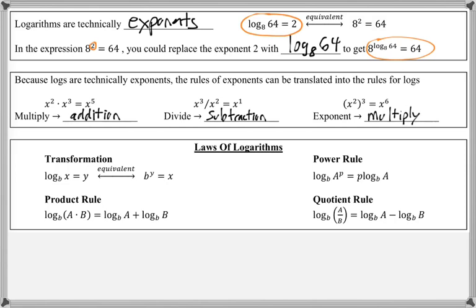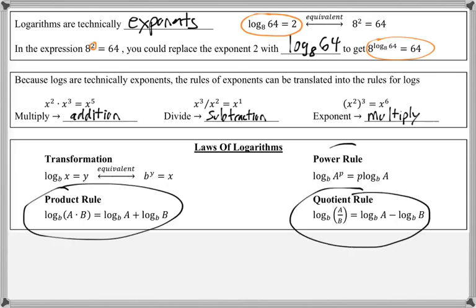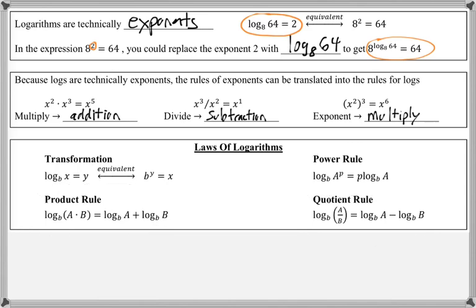So you'll see we have our transformation rule here, and then we have 3 new rules. We have the product rule, quotient rule, and power rule. So let's look at each of these. The product rule, we're taking a logarithm with 2 things that are being multiplied on the inside and changing it to 2 logarithms with an addition on the outside. So we're changing a multiplication problem into an addition problem.